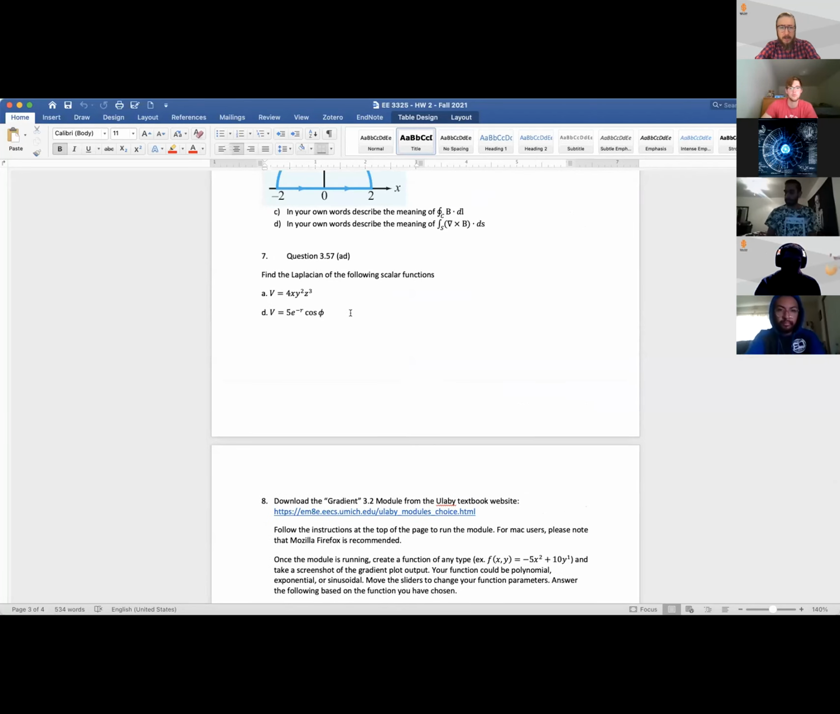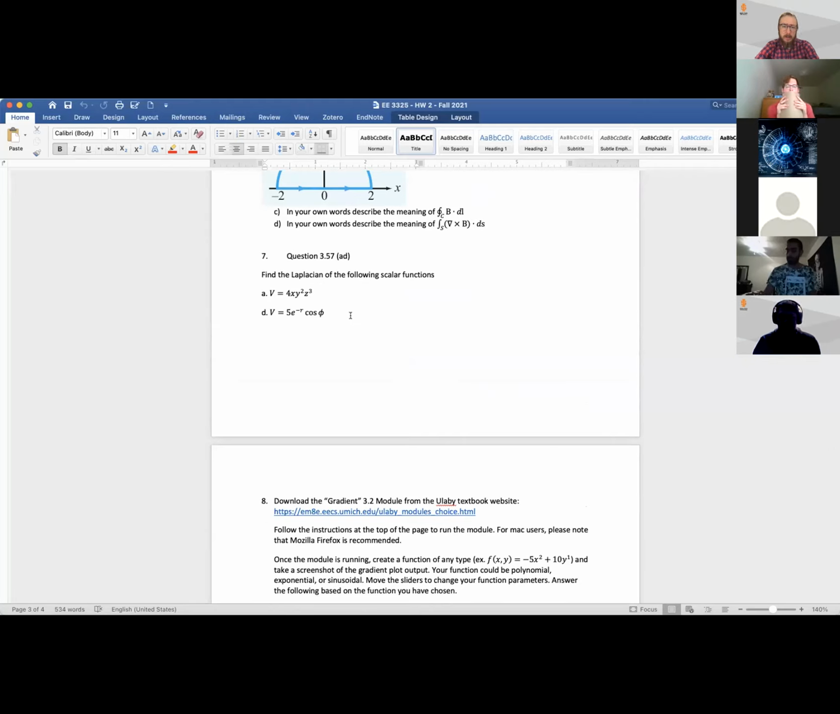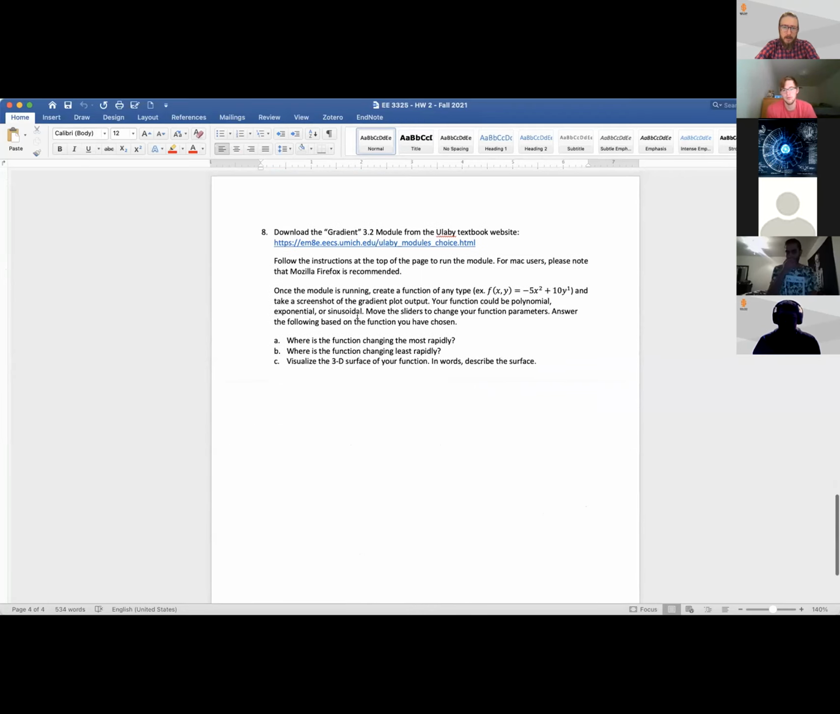Then the Laplacian, this is another one that you probably did many of these in your Calculus 3 class. These ones can also be solved using the cookbook. And then there's this last one, which is using the module. Okay. So this homework set is due Thursday.